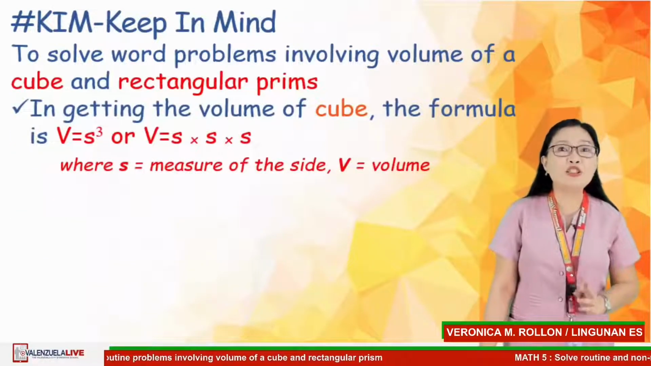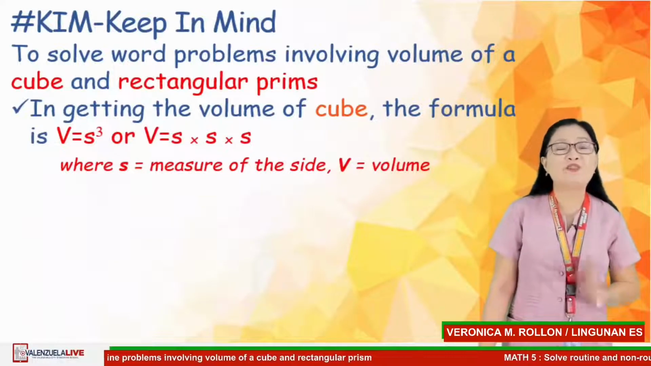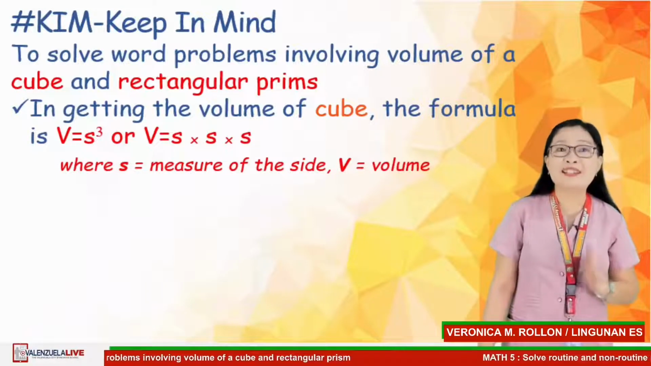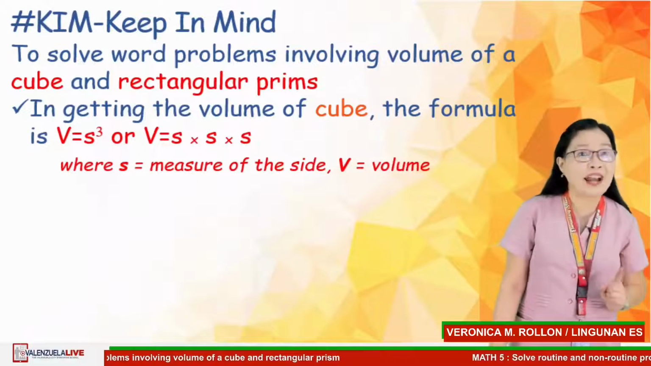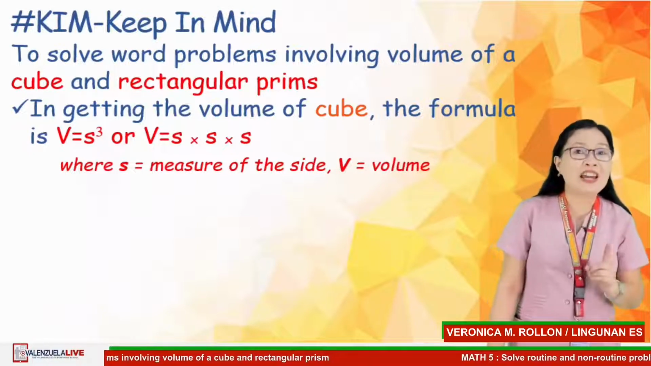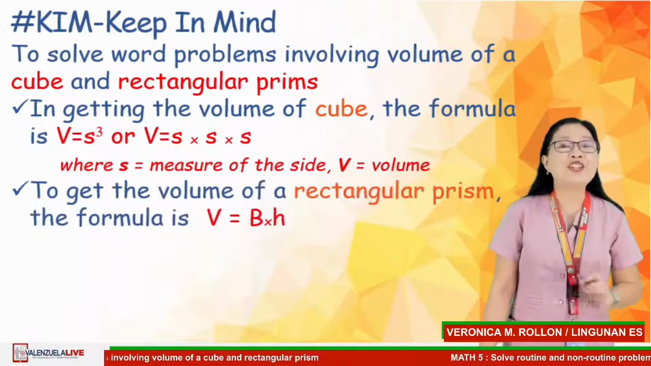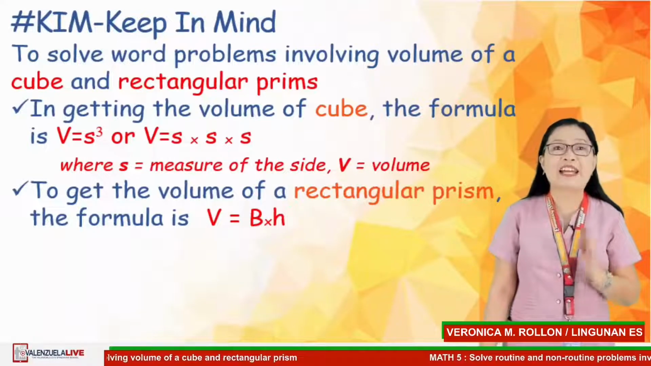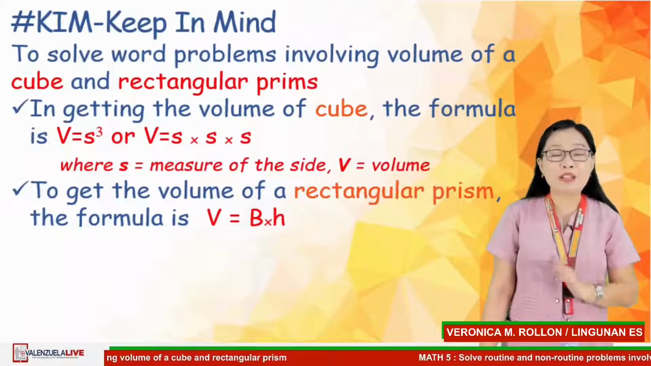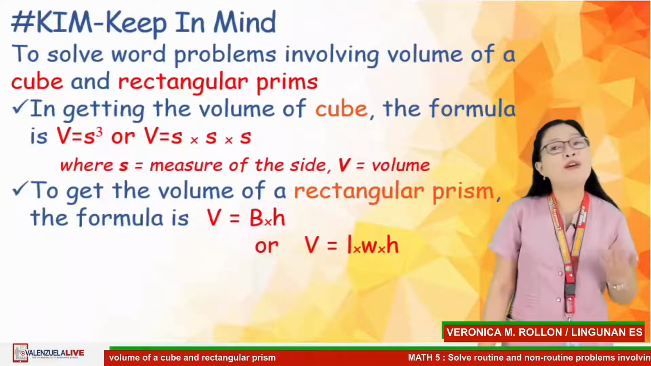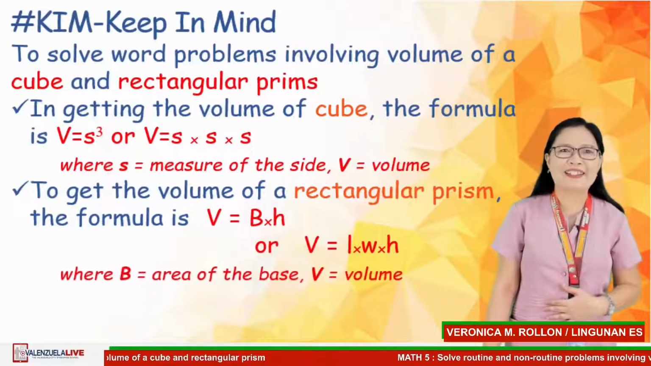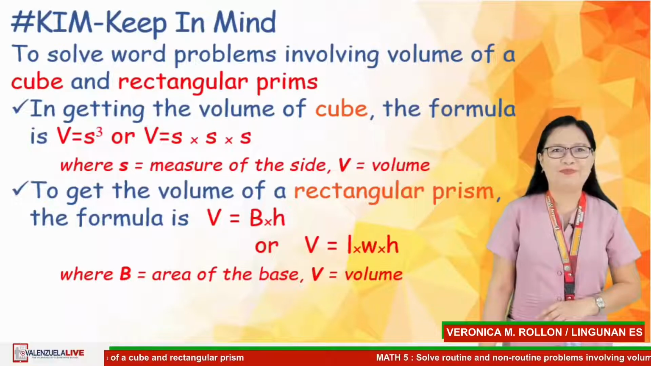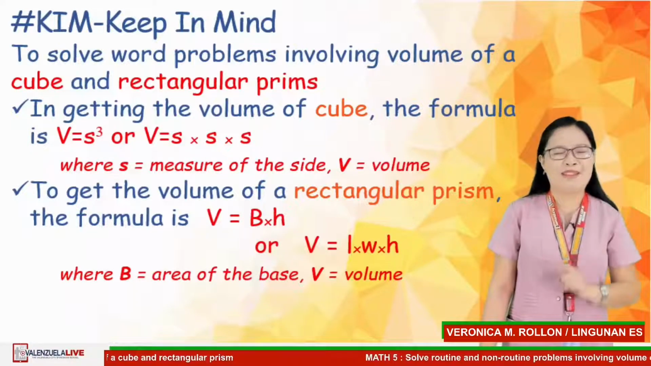In getting the volume of a cube, the formula is volume equals s to the third power, or s cubed, or volume equals side times side times side, where s is the measure of the side and V is the volume. To get the volume of a rectangular prism, the formula is volume equals base times height, or the area of the base multiplied by height, or volume equals length times width times height, where B is the area of the base and V equals volume. Did you get it? I hope you keep it in mind.